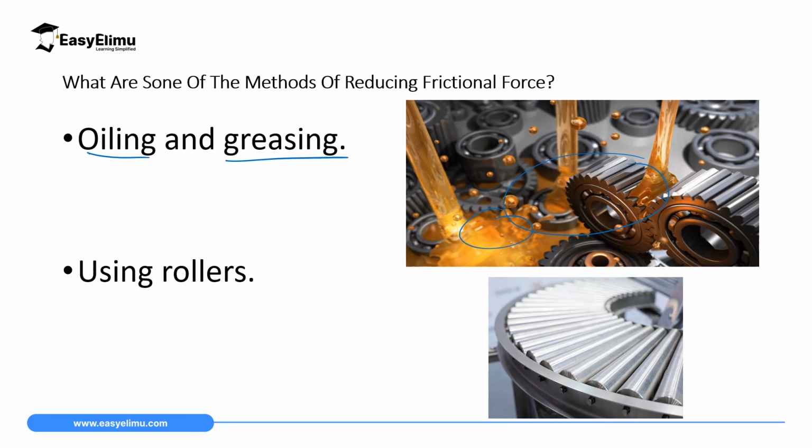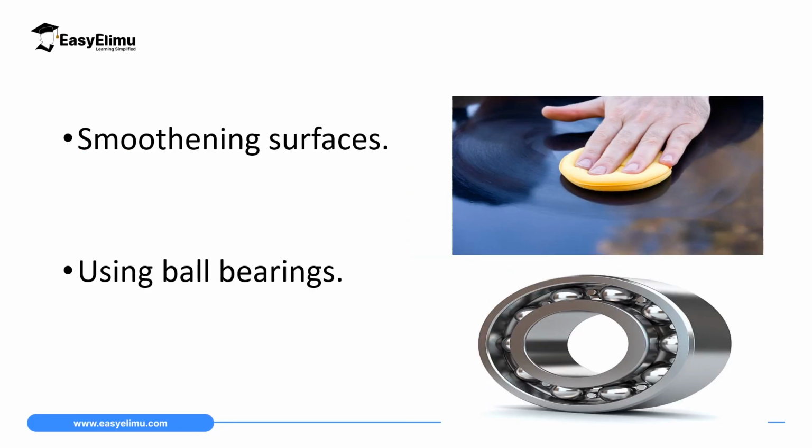And then another one is using rollers. You can see on this second photo, these are what we call rollers. They are cylindrical in shape and they are fixed loosely. So when you want to transport a body, just put it on top and then it will slide through that belt. And mostly we use them in conveyor belts in industries to carry very heavy loads which cannot be carried by human beings.